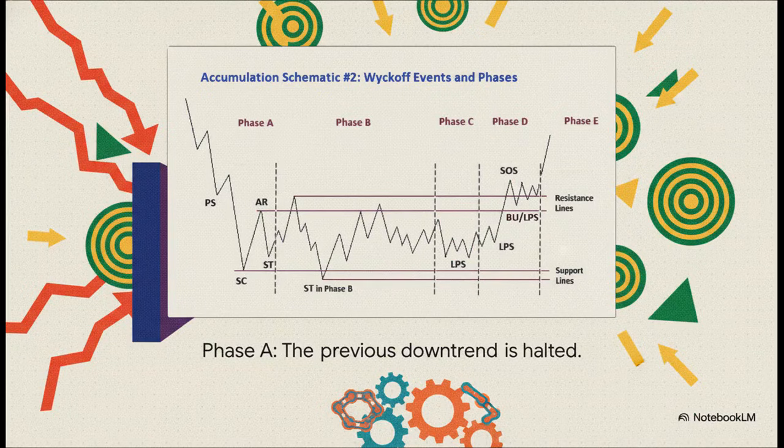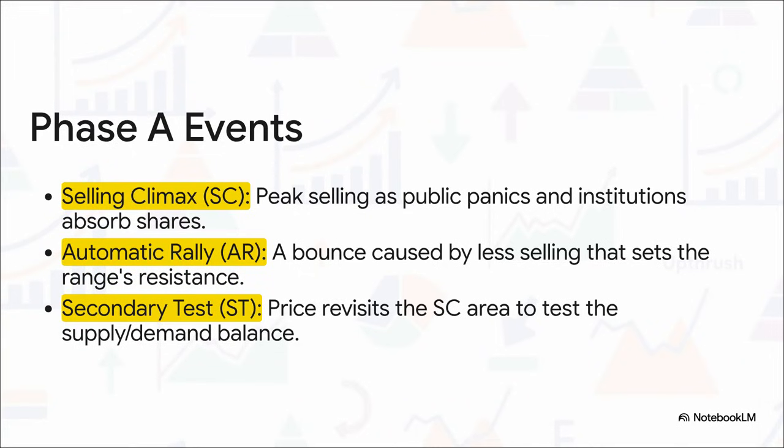Every single accumulation phase starts with a sudden stop. In Phase A, a nasty downtrend that's been hammering the market finally slams into a brick wall. The panic selling is hitting its peak, and that's the precise moment the smart money decides to step in. So look at these key events.